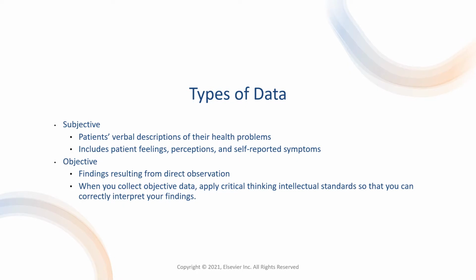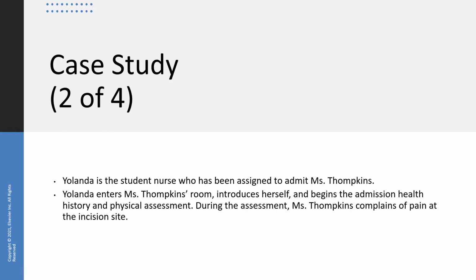There are different types of data. Subjective data means patients' verbal descriptions of their health problems, includes their feelings, perception, and self-reported symptoms. Objective, these are findings from direct observation. Objective data means I'm applying the critical thinking intellectual standards so I can correctly interpret the findings for this patient. So, what type of data is this?